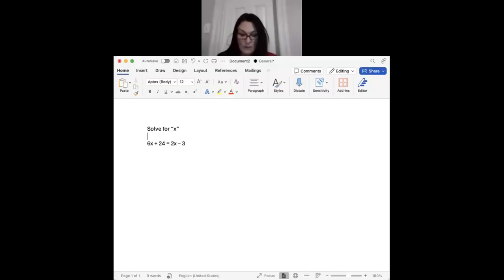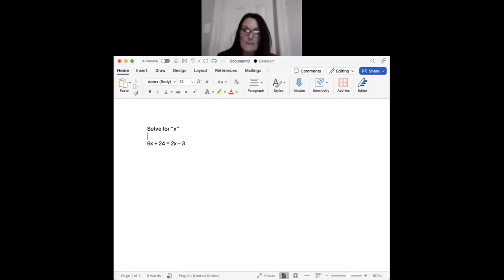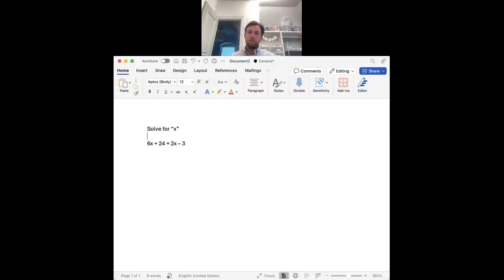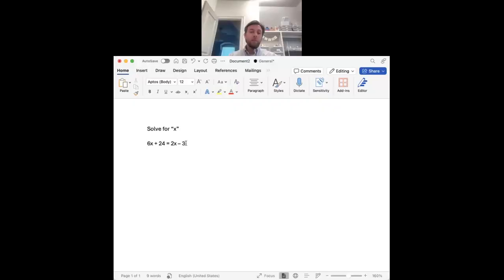So when it says solve, what do you want your answer to look like? You want X on the left and the answer on the right of the equal sign. Right. Perfect. I love it. So then when we inspect this equation, what's preventing you from achieving your goal of X to the left and numbers to the right?